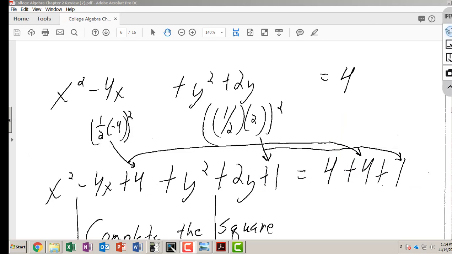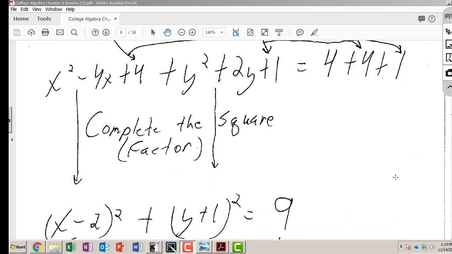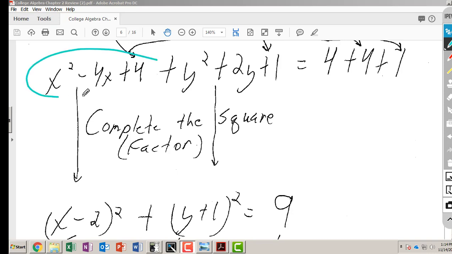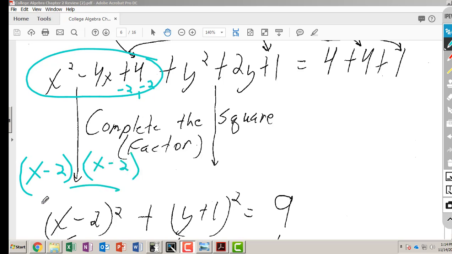So now to finish this one off, I'm going to go ahead and factor those problems right there. So factoring this, here is this x squared minus 4x plus 4. You're going to know the factors of 4 that add up to be -4 is -2 and -2. So that's going to be, when I factor, x minus 2 times x minus 2. Or in other words, that's the same thing as x minus 2 squared.